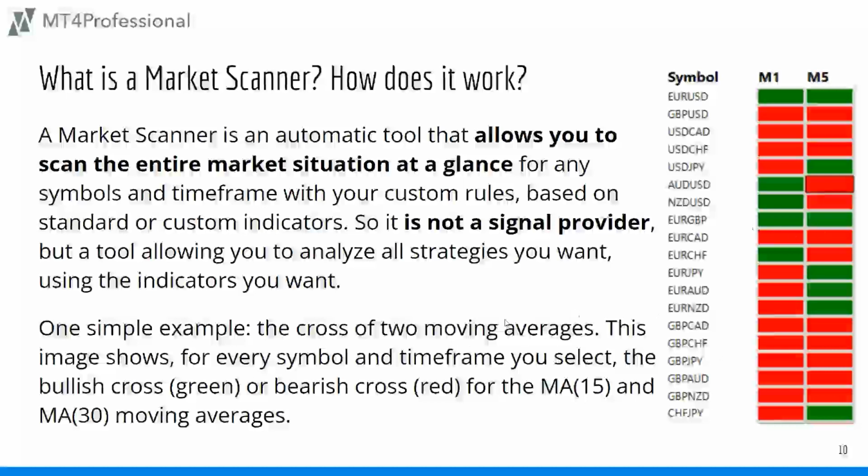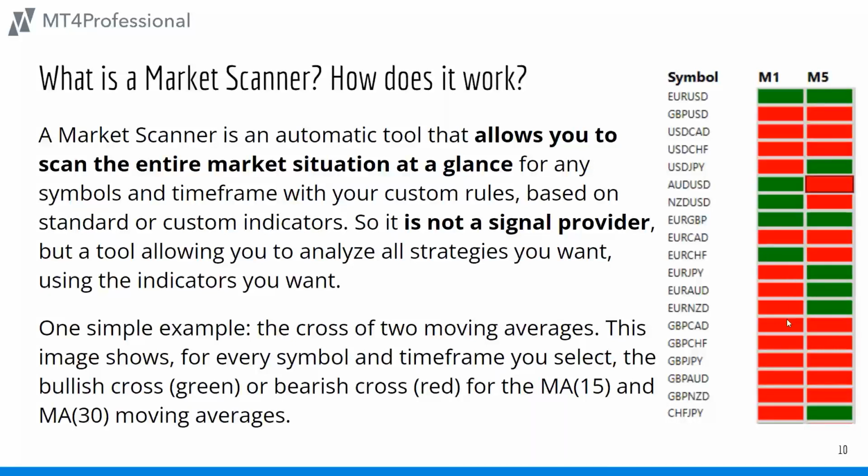This example shows the cross of 2 moving averages. So we're looking for a bullish cross. What would turn my cell green would be a cross of a 15 over a 30. A bearish cross, which would turn the cell red, would be a cross of the 15 under the 30. So the fast moving under the slow gives me the red, and the fast moving over the slow gives me the green. I can see setups like the euro pound or the dollar being very strong. Those are bullish setups. The rest of them are generally bearish.